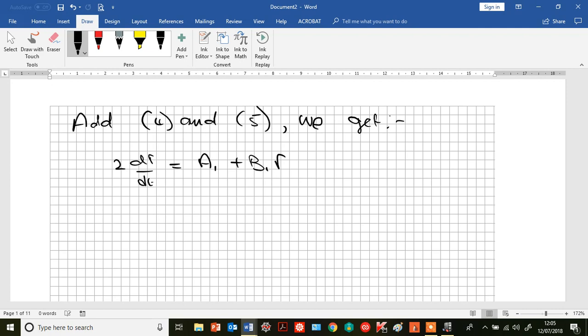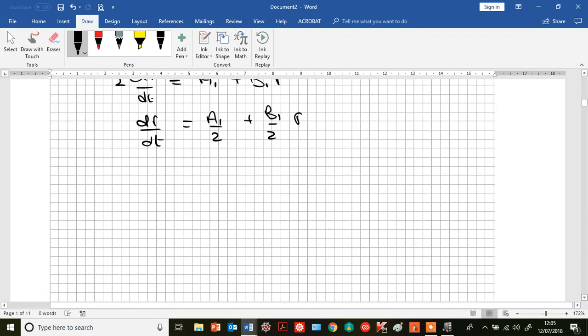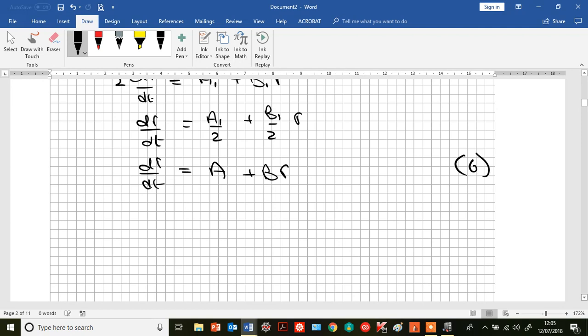Okay? And of course, we can divide both sides by 2. So we've got A1 over 2 plus B1 over 2r, and we don't really want the halves in. It doesn't really matter. They're still constants. So we'll rewrite that as dr by dt equal to just A plus Br. And that is the answer to the first part of our question.